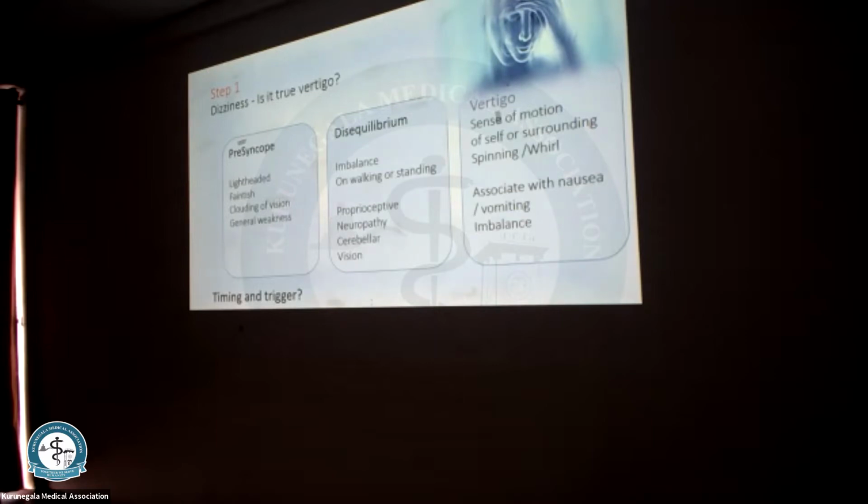Disequilibrium, patients also describe as dizziness, but it's an imbalance when the patient is trying to stand or walk. But what we are going to talk about is vertigo, which is a sense of motion, where we see the environment spinning around, whirling, and this might be associated with vomiting and imbalance. So it is a feeling of spinning around. The patient may see the world spinning, or the patient may feel that they themselves are spinning.